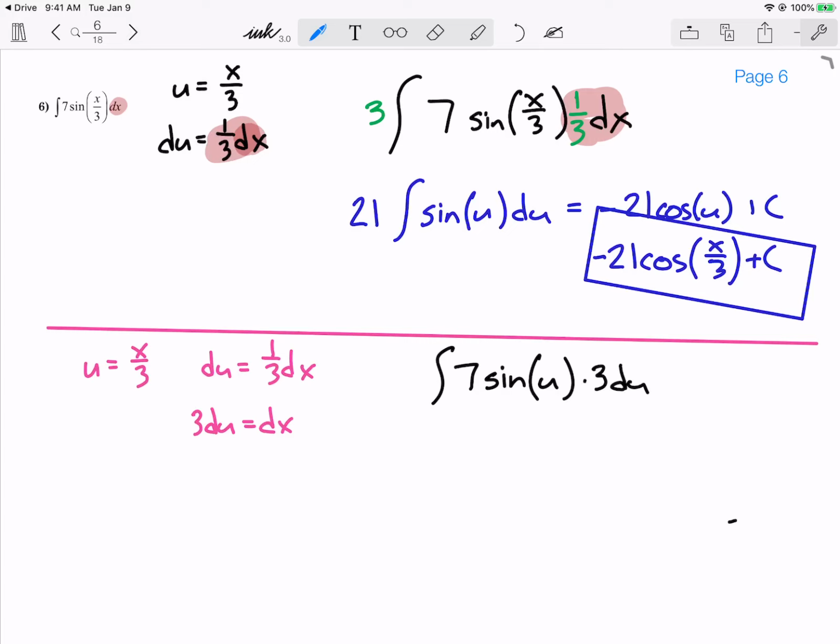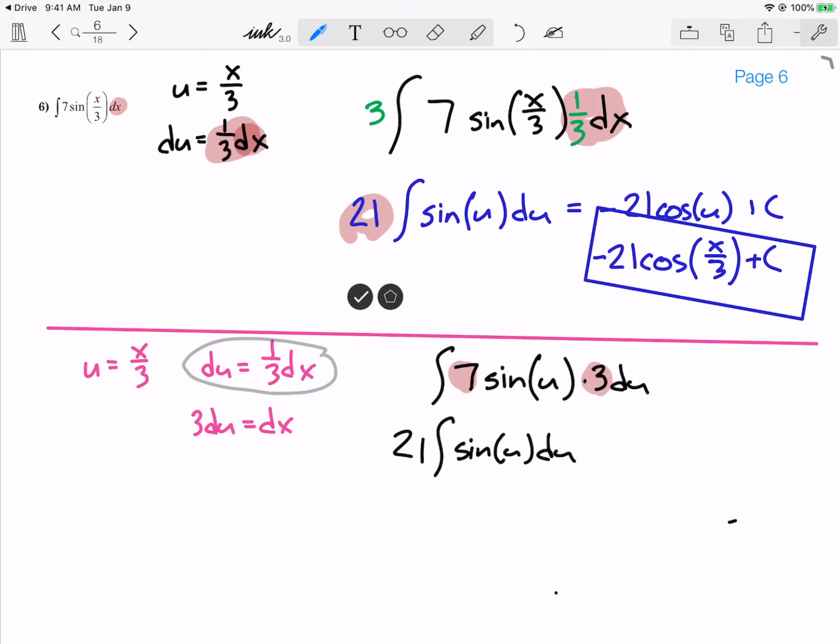Now you can see, here's my 7 and the 3, which multiply to make the 21 that was out front up here. Okay, and then I've got 21 times the integral of sine of u du, and I'm in the same place I was to finish off the last problem. So sometimes it helps if you solve your differential, comparing du to dx, for dx. That might help some of you. Some of you might have been confused, so don't pay attention to that again.